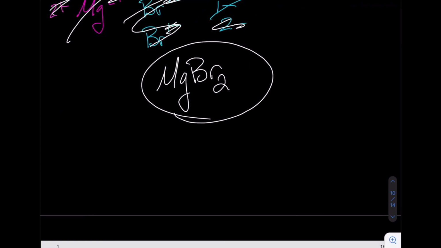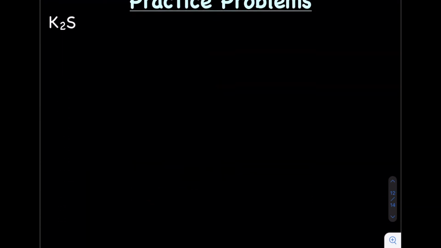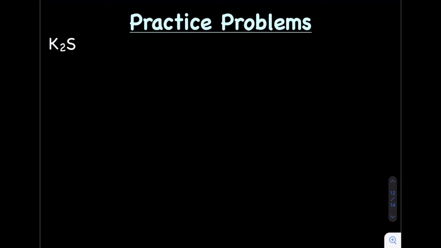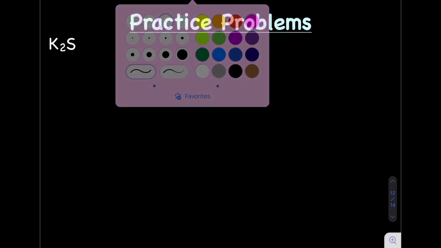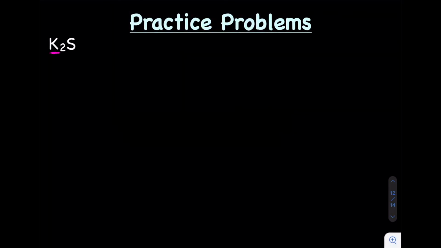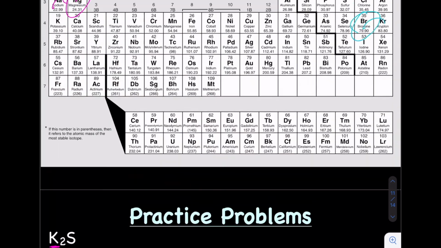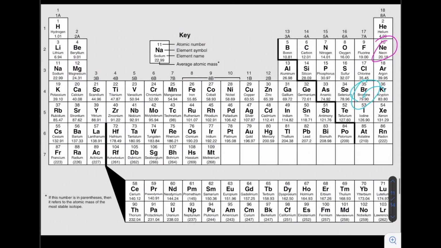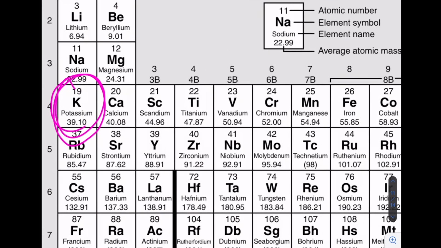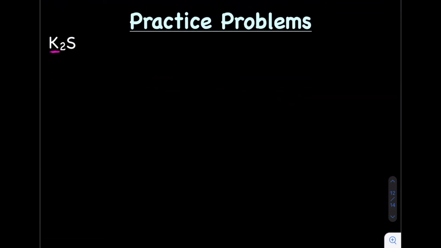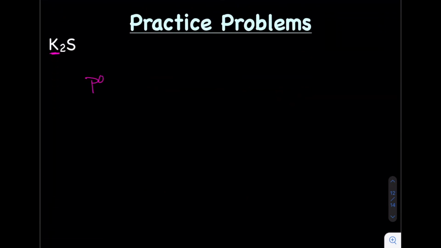Okay, let's try a naming problem. So we have K2S. Remember, when naming, we start with the cation. The first one is the cation, and we're just going to use the name on the periodic table. So let's look up K. K is right here, and his name is potassium.